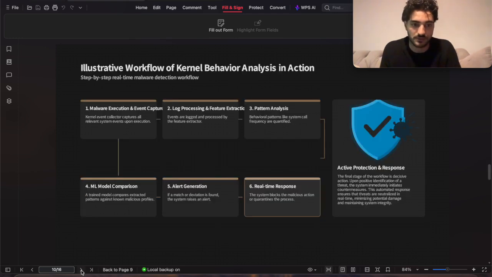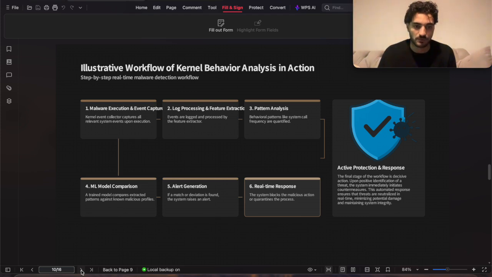So we're going to go to the next slide. It is an illustrative workflow of kernel behavior analysis in action, step-by-step real-time malware detection. It has like 6 steps. First, we start with malware execution, event capture, log processing, feature extraction, pattern analysis, where behavior patterns like system call frequency are quantified. And number 4, ML model comparison.